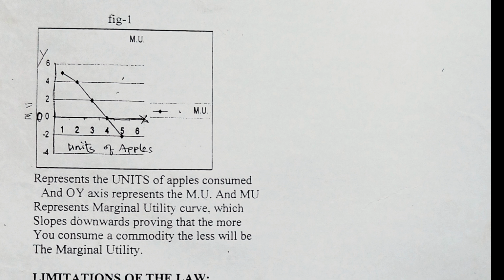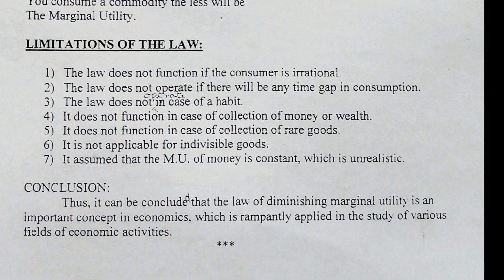Based on the assumptions we have studied earlier, after describing this diagram, you have to go for the limitations of the law. Now see the limitations of the law. So students, for getting the limitations, you just reverse the assumptions.